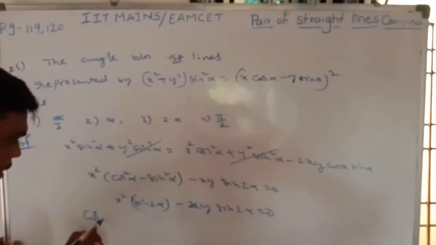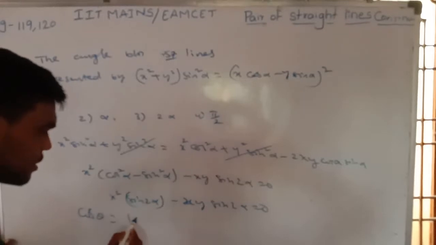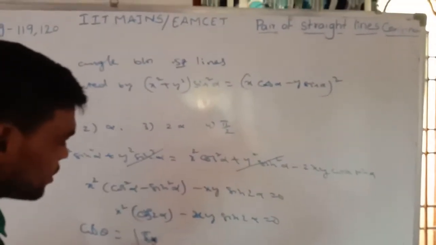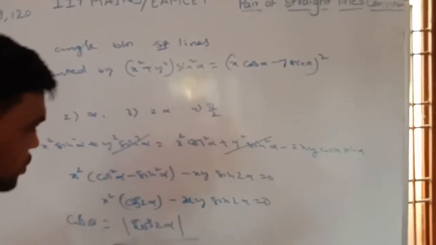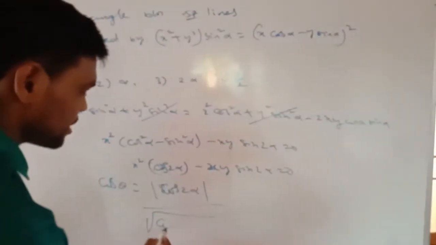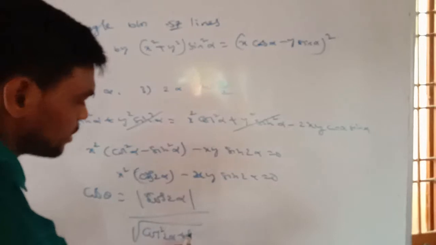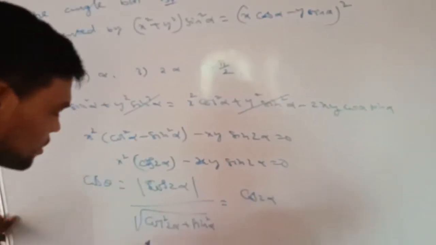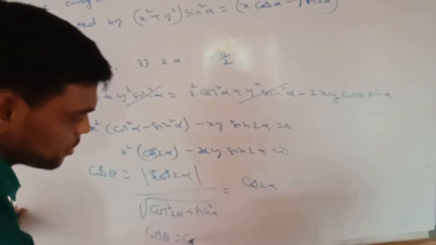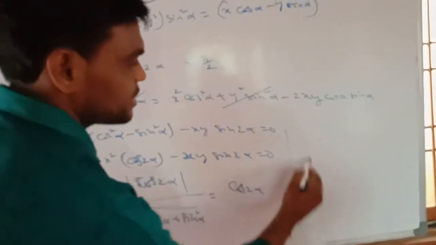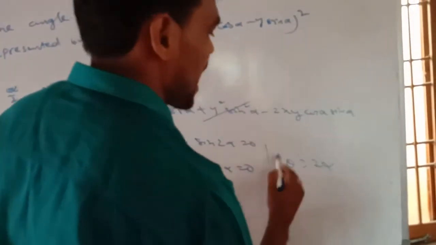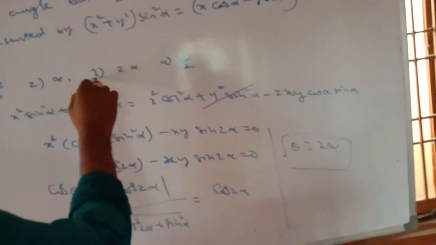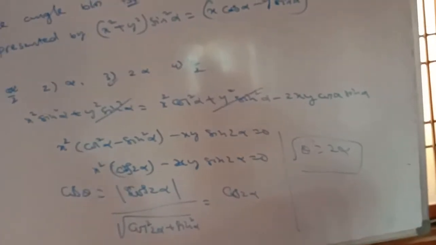Now cos theta is equal to modulus of a plus b by root of a minus b whole square. Here a is cos 2 alpha and b is 0, so cos square 2 alpha plus sin square 2 alpha, this value is 1, and we get cos 2 alpha. Cos theta is equal to cos 2 alpha and theta is equal to 2 alpha. Now the angle is 2 alpha. See the options. The answer is the third option, 2 alpha. Okay.